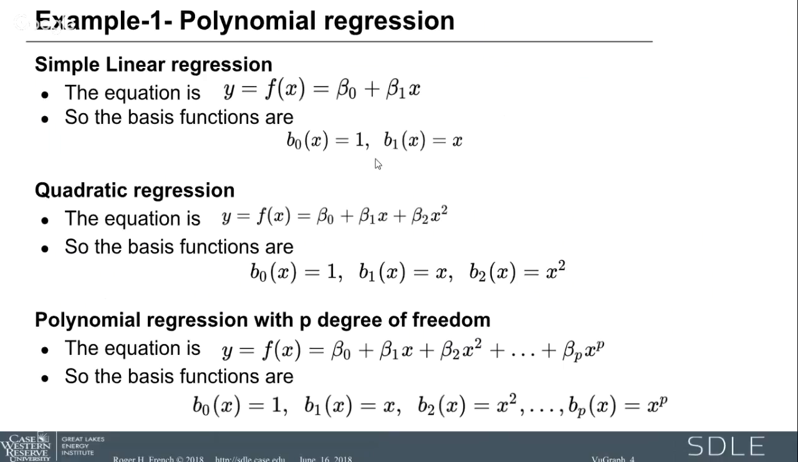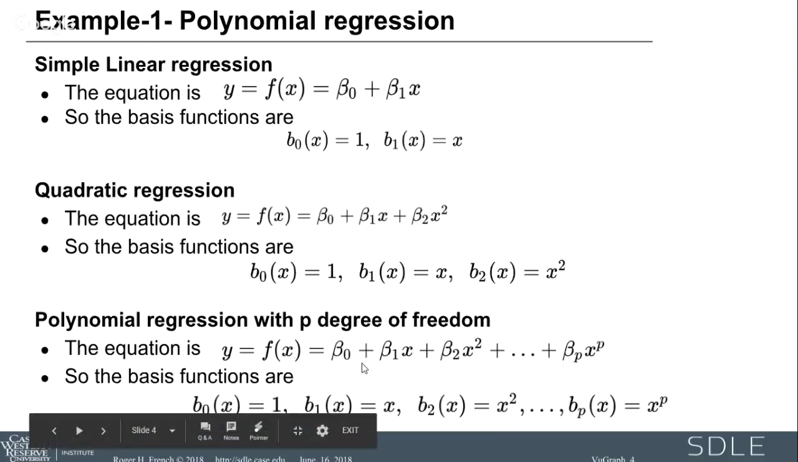Similarly for quadratic regression, we have the quadratic equation like this, and we can assign b0 equal to 1, b1 equal to x, and b2 equal to x squared. And so on, if you have a polynomial regression of degree p, we can assign each basis function like this. b0 equals 1, which is the intercept, b1 is x, the linear term, b2 is the squared term, and bp will be x to the power of p.